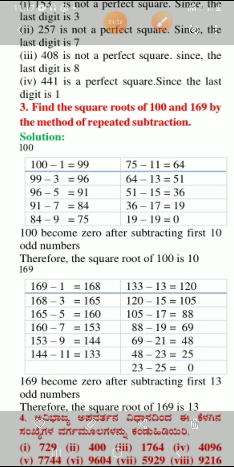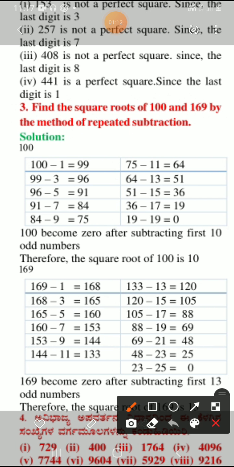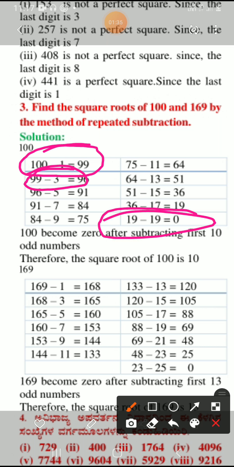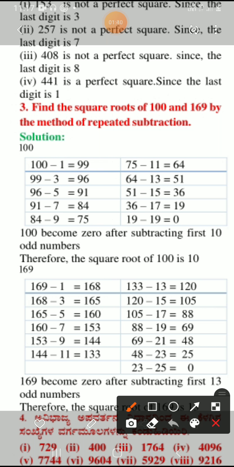Okay, the first number given is 100. Through the odd numbers, we must subtract. The odd numbers are 1, 3, 5, 7, 9, and so on. We have to subtract these numbers until the result is 0. Right, let's try to do it. I can make you understand.